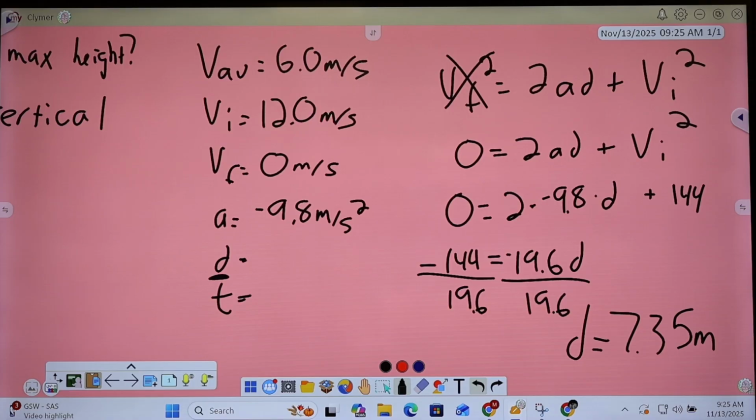So again, what is this number? What does this number mean? It's how high it gets at its peak. That's all we asked. That's all we solved for. Easy peasy.